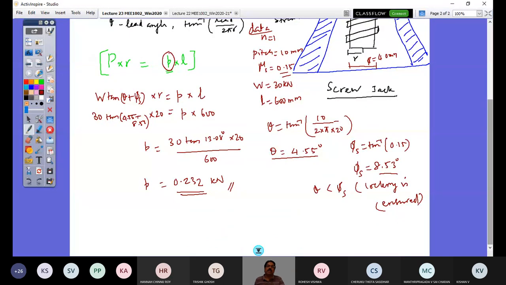Suppose it's asked, what is the torque required? What do you do? This is now the effort required to raise the load. So now what is the effort required to lower the load? You should work out again. P is equal to 30 tan of theta minus phi s, in that formula. So theta is 4.55 minus 8.53, into the same 20 by 600. So this is to lower. What is that value going to be?